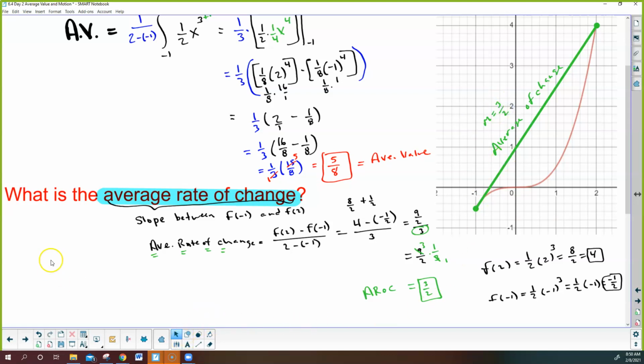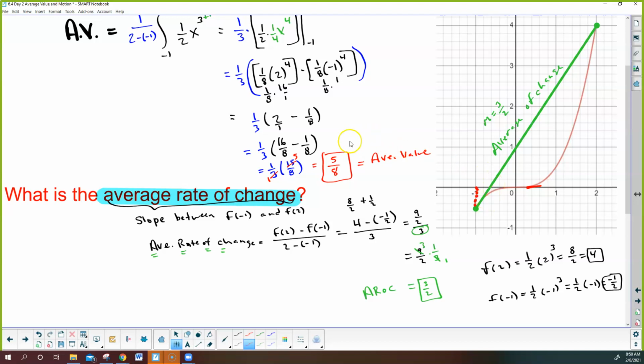And then what is the average value? Now, the average value tells us the average output. If I found the area underneath the curve, now this is the part where we got to visualize it, right? The area underneath the curve for the first part would be negative, and then it would be positive up here. So where is this average value going to occur? At 5/8. So what is 5/8?